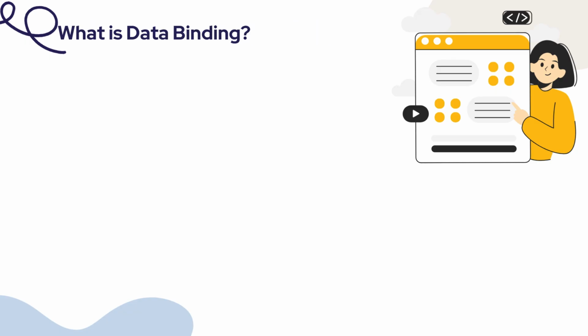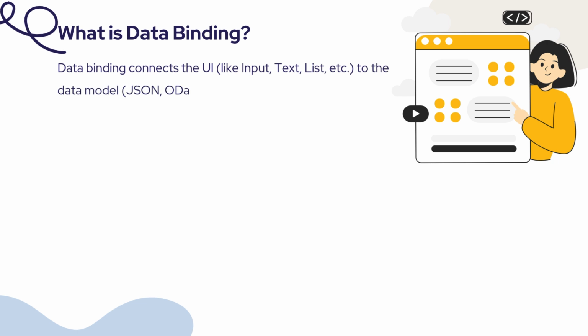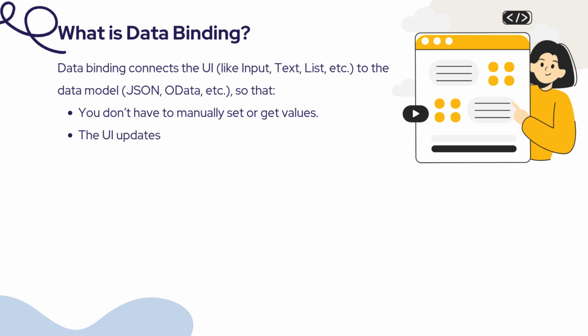What is data binding? Data binding is basically a connection between your UI elements like input, text, list, and your data model like JSON or OData. The best part, you don't have to manually set or get the values. If your data changes, your UI updates automatically. And depending on the type of binding, sometimes even the reverse can happen. Your UI changes data too.